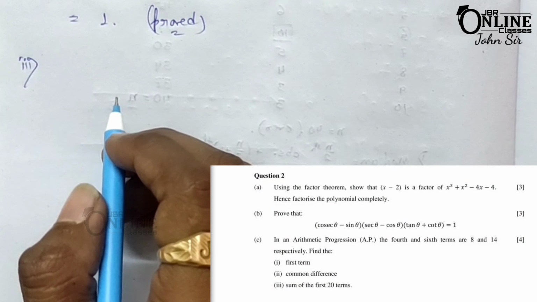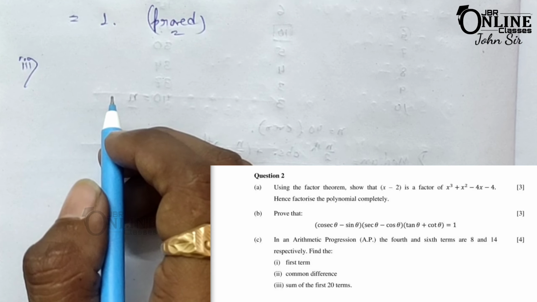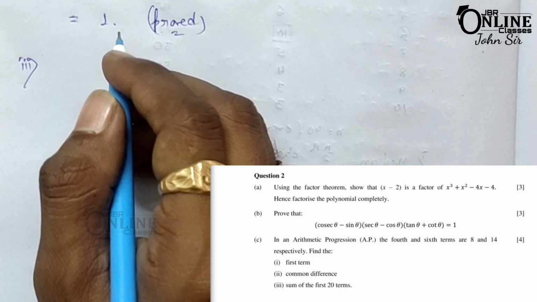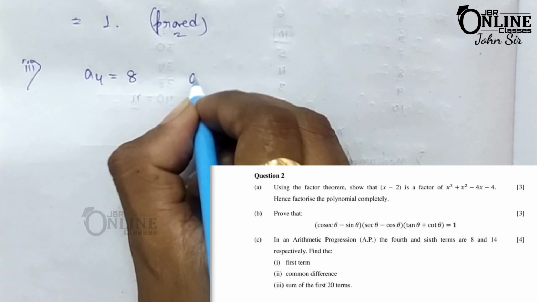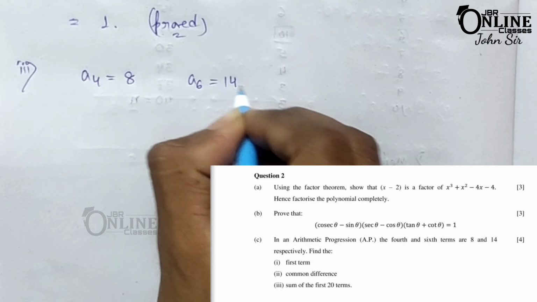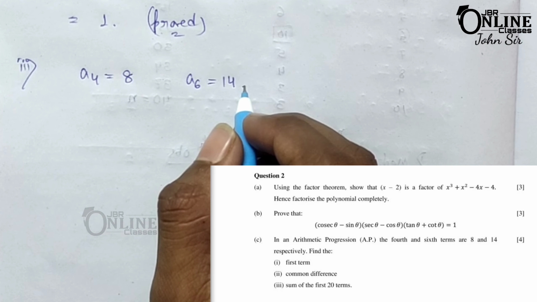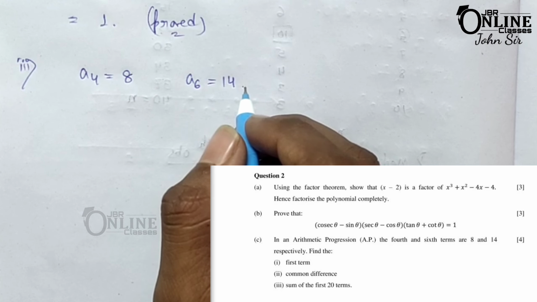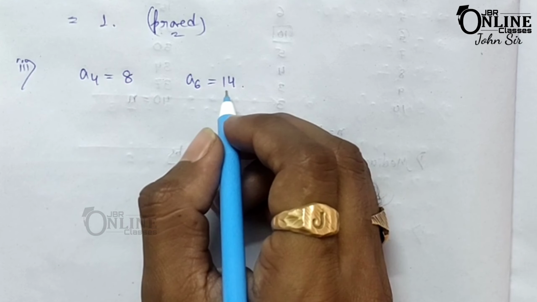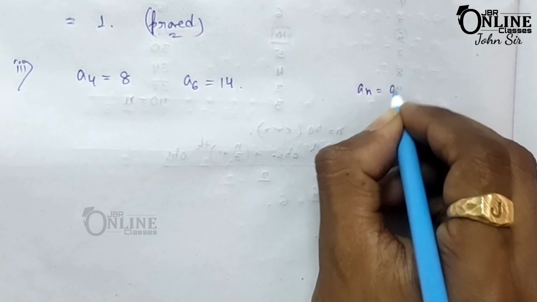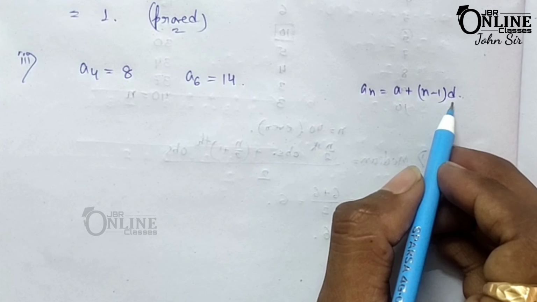Okay, now sum number 3. In an arithmetic progression or AP, the 4th and 6th terms are 8 and 14 respectively. So 4th term means A4 equals 8, and 6th term means A6 equals 14. Find the first term, common difference and sum of the first 20 terms. Okay, so here A4 equals 8 and A6 equals 14. Now you know the formula an equals a plus n minus 1 into d. Here d means common difference.